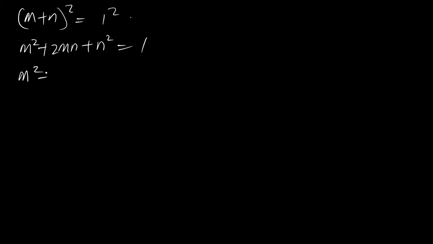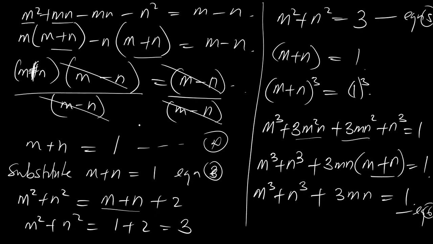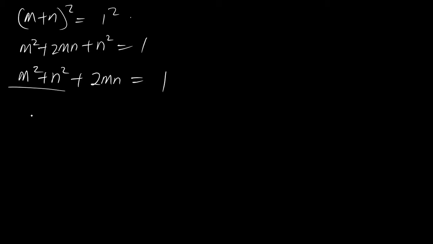Then the next equation we have, m plus n is equal to 1, so if you square this, you have m squared plus 2mn plus n squared is equal to 1. So now we have m squared plus n squared plus 2mn is equal to 1. Now what we have gotten, this m squared plus n squared is equal to 3. Now, replacing this with 3, I can just say substituting m squared plus n squared equal to 3. Let me call this equation 7.